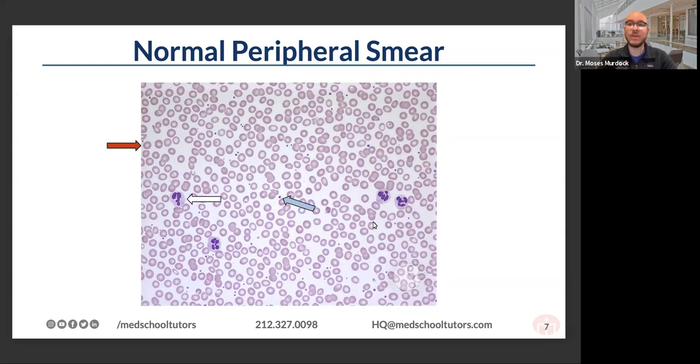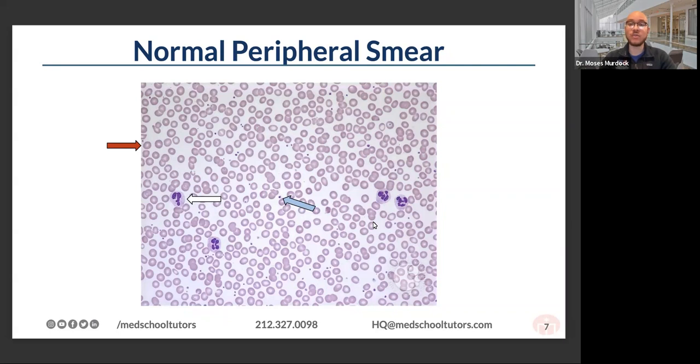Here I've pointed out with arrows the key cellular components that you can see on a peripheral smear. The red arrow is pointing to a red blood cell, right? And this should be the predominant cell that's seen on a peripheral blood smear. A normal red blood cell is biconcave, and it has that area of central pallor, which should be somewhere around a third of the size of the red blood cell. Of course, this is a hint that we might see abnormalities in the shape and the amount of pallor that the red blood cell has.